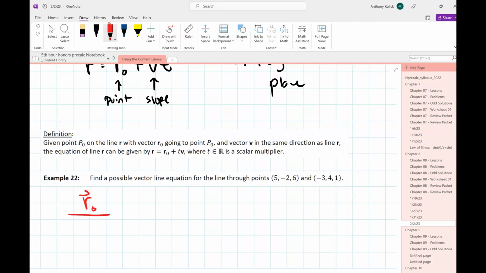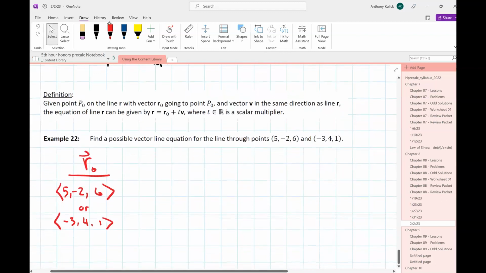Well, getting R naught is going to be easy. There's 2 obvious choices for R naught. There's actually infinitely many, but 2 that would be practical choices. What would those 2 be? Well, just vectorizing one of the points that's given to me, right? Everybody's okay with that? If R0 is a point vector, I'm just going to take one of my points and turn it into a vector. Yes, Hannah. Of course.